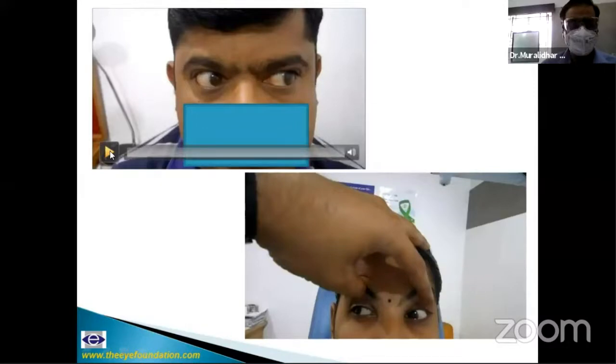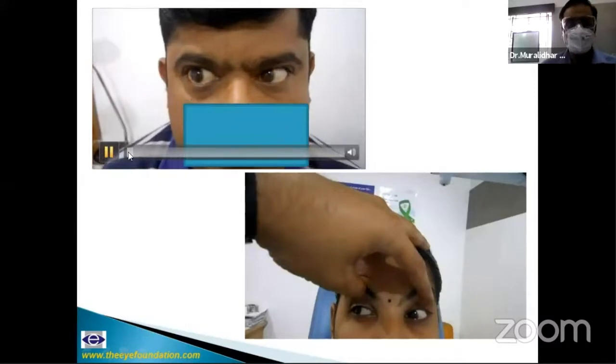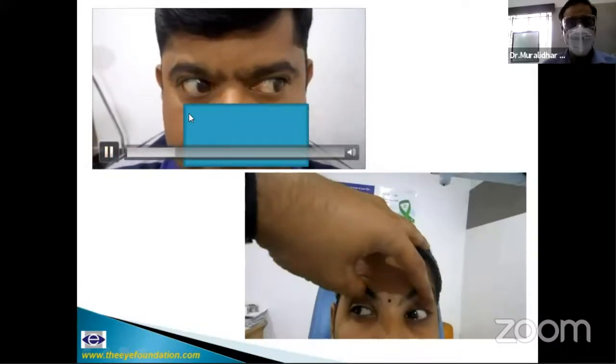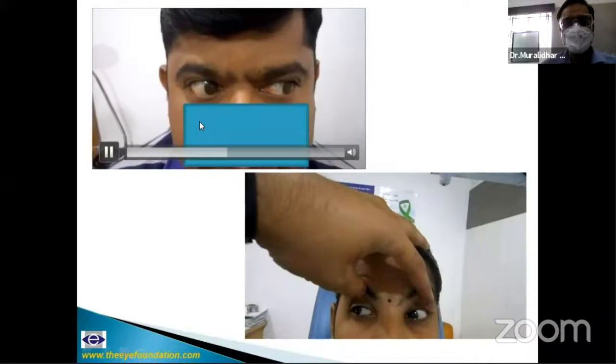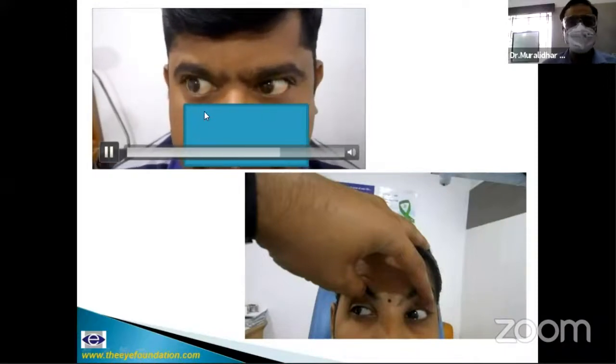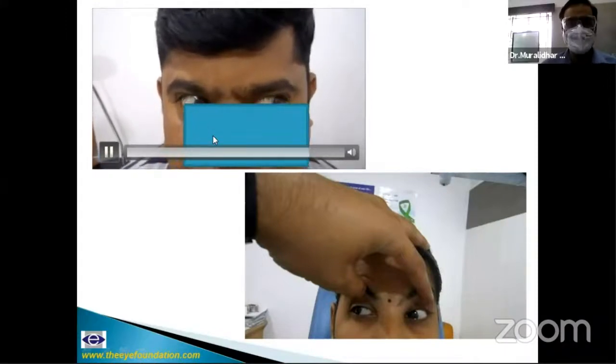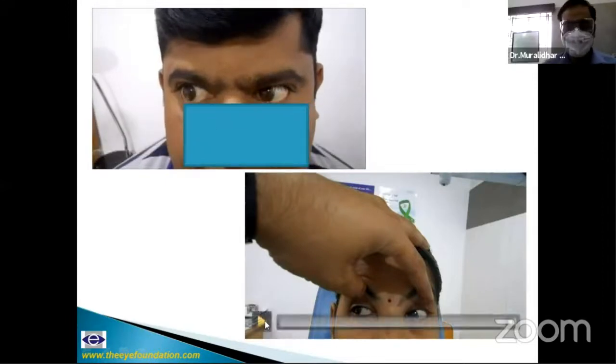They also need to be taught the saccadic evaluation. For example, this patient has a sixth nerve palsy. And even without doing a force duction testing, especially in children, you may not be able to do a force duction testing. You can say that this patient has a right sixth nerve palsy.